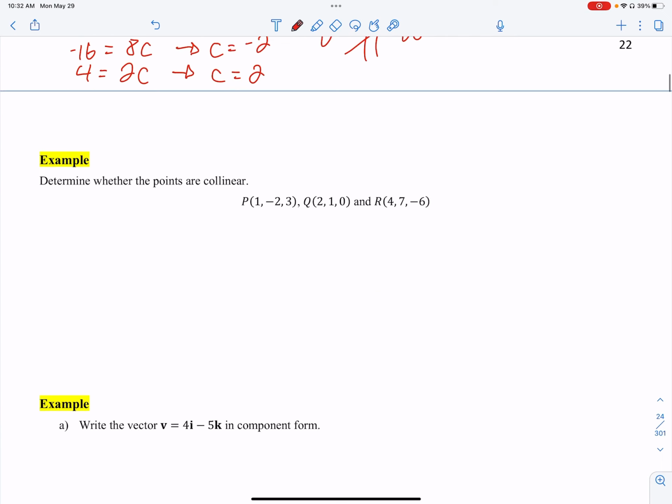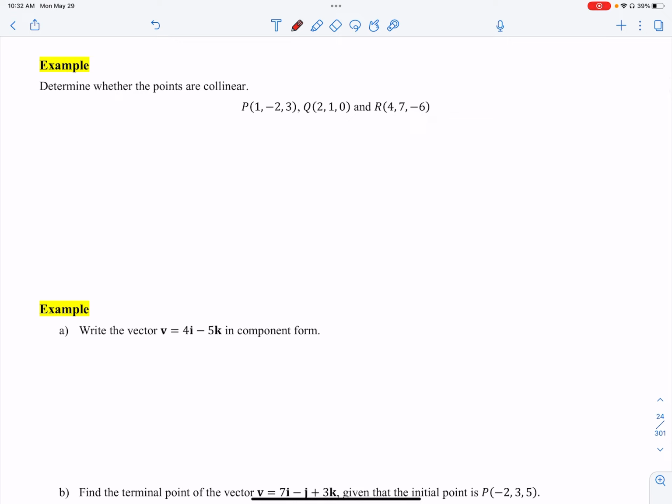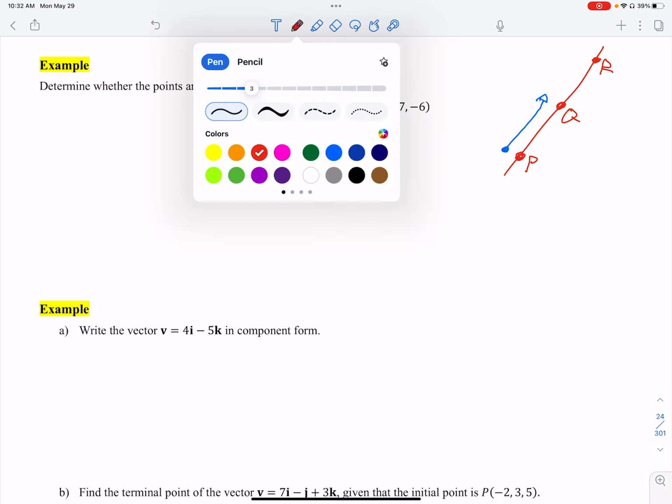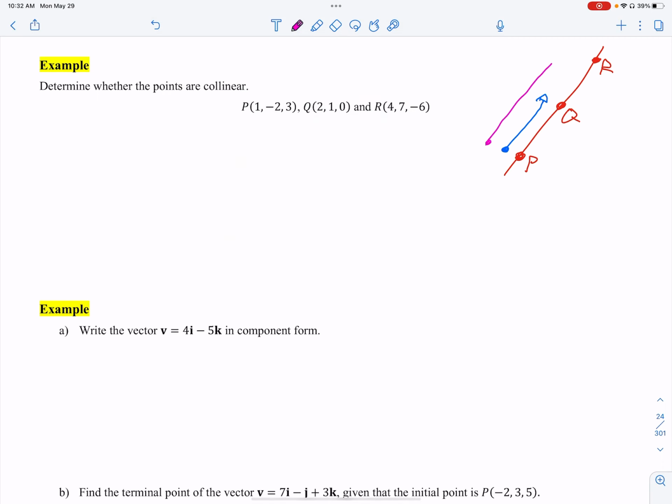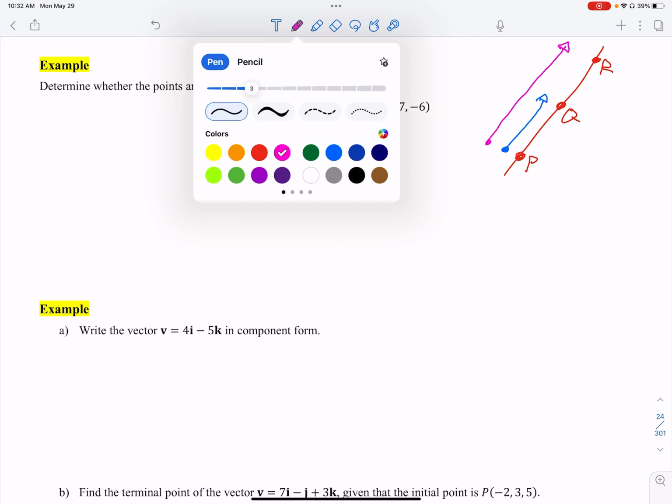All right, we're going to keep going. There's quite a bit of examples for this one. We're going to determine whether points are collinear. Collinear means they all live on the same line. So let's draw a line, and we're going to put P, Q, and R to think about it. P, Q, and R. Okay, so if PQ runs in the same direction, I chose the same color, as PR, then Q would need to be on PR if they run in the same direction. So what I'm going to do is find a PQ and a PR and see if they're parallel.